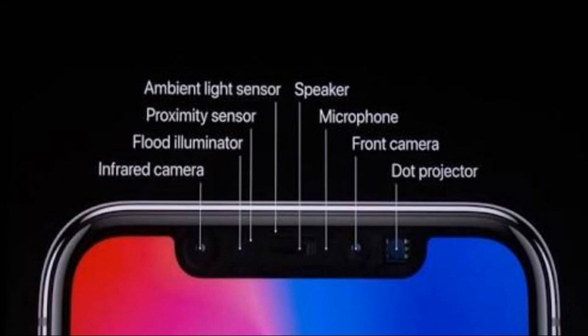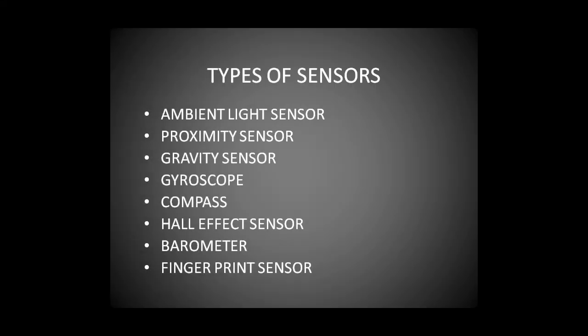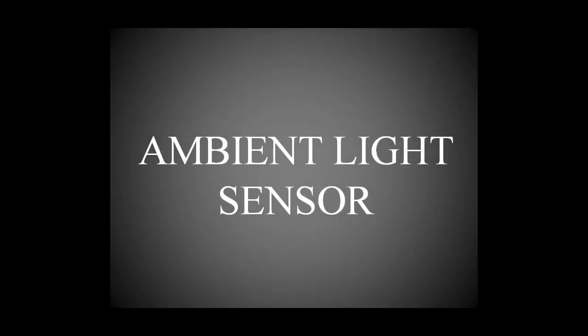Types of sensors. There are 8 types of sensors we are using in our smartphone. Those are ambient light sensor, proximity sensor, gravity sensor, gyroscope, compass, Hall effect sensor, barometer, fingerprint sensor. Let's see what are their functions and how they work. First we are discussing about ambient light sensor.